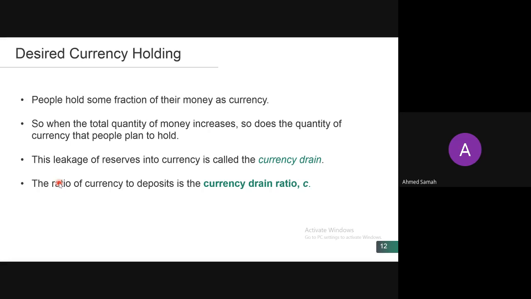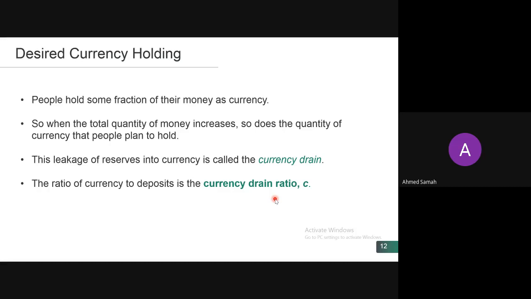Basically, we hold hard currency either in our wallets or at home in some place safe. That is mainly to buy day to day needs, so we would need to keep it. So that is the currency holding, the amount of currency drain. The amount of money we are willing to hold with us divided by the total deposits in the banking system gives us the currency drain ratio.